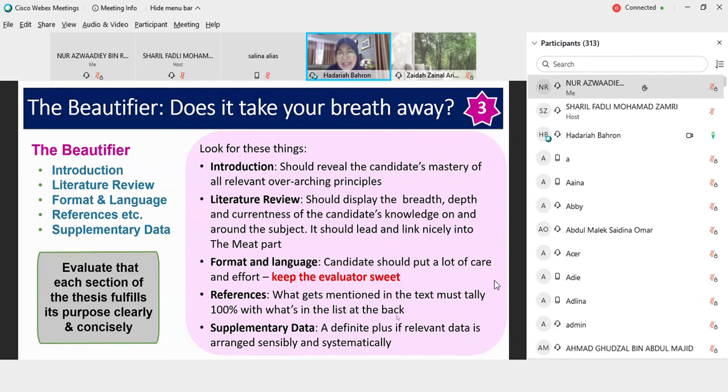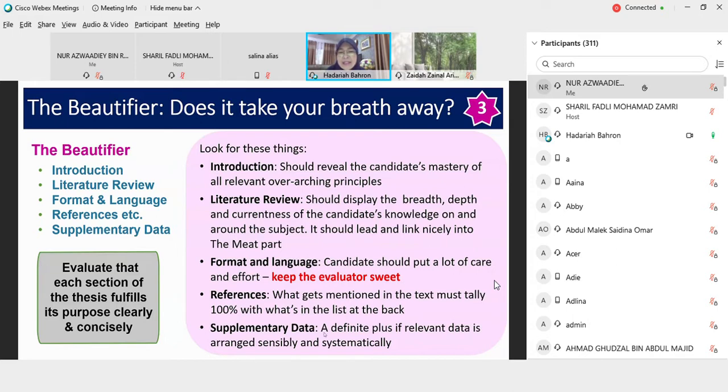The references: what gets mentioned in the text must tally 100% with what is in the list at the back. So if you mention Ahmad et al. in your text, you must have Ahmad et al. at the back in the reference, because the examiner would want to refer to the references that you mentioned.